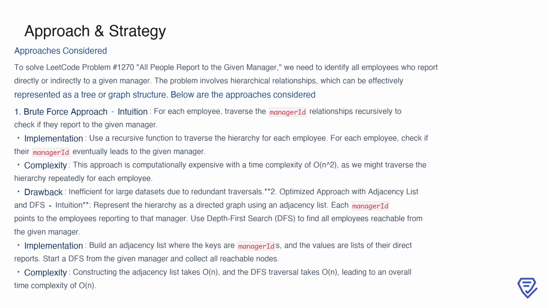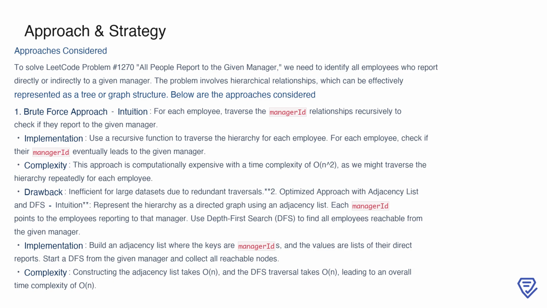To tackle the problem of identifying all employees who report directly or indirectly to a given manager, we need to think about hierarchical relationships, which can be represented as either a tree or graph structure. The first approach we considered was the brute force method. The idea here is simple. For each employee, we recursively trace their manager ID to see if it eventually leads to the given manager. While this method is straightforward to implement, it's highly inefficient because we end up traversing the hierarchy repeatedly for each employee. This leads to a time complexity of n squared, which makes it impractical for large datasets.